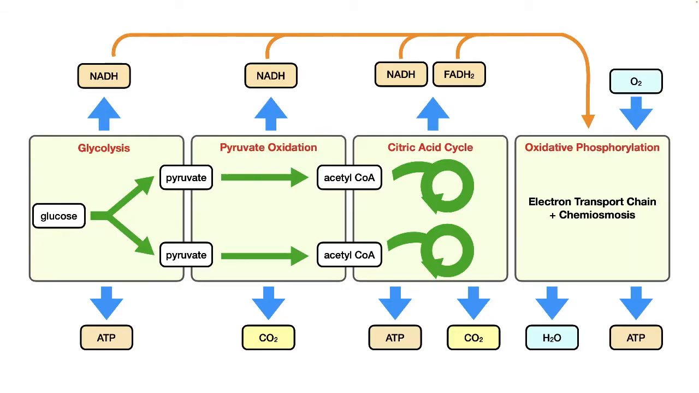Aerobic respiration can be divided into four main steps, which are glycolysis, pyruvate oxidation, the citric acid cycle, and oxidative phosphorylation, which includes the electron transport chain and chemiosmosis. There's a lot of detail on this slide, but don't worry, we're going to go through this step by step and break down the inputs and outputs of each of the four phases of cellular respiration.